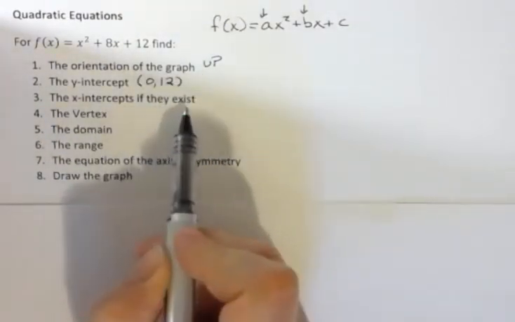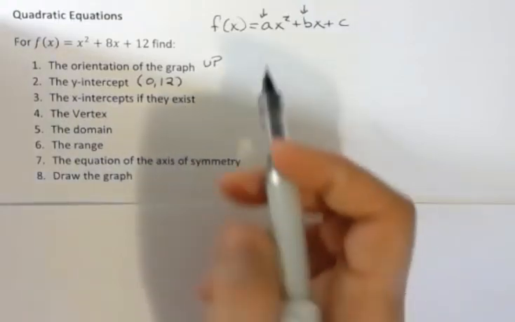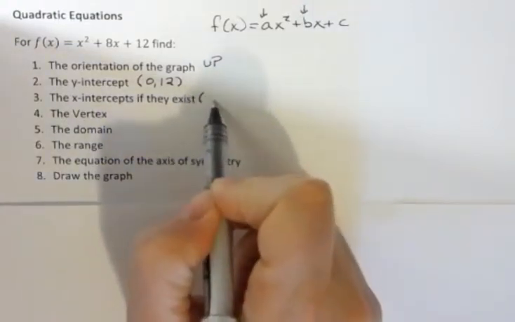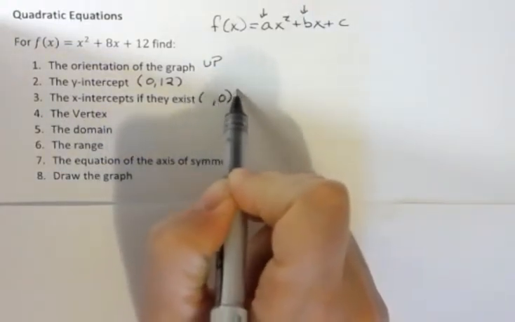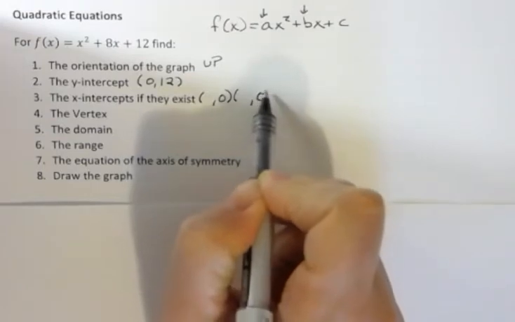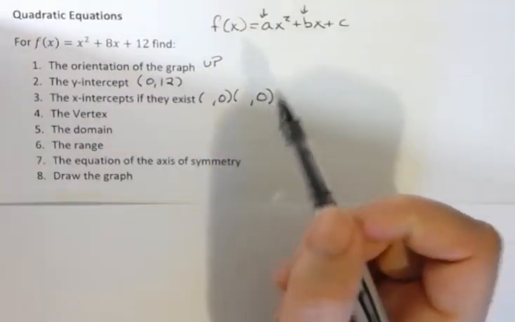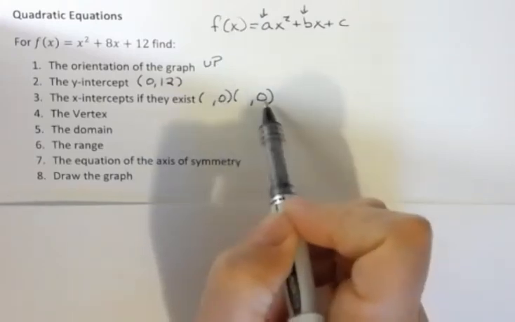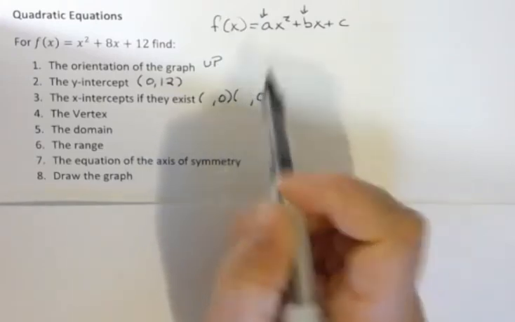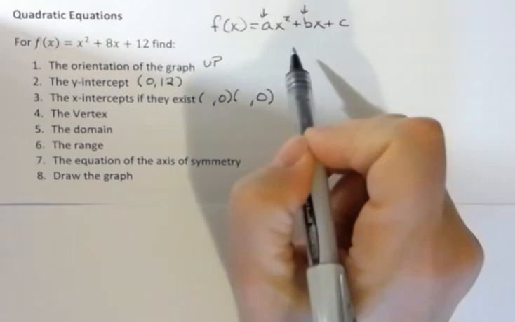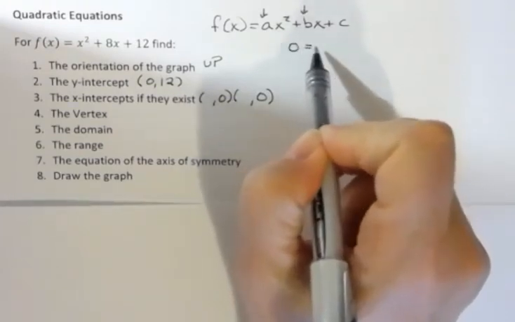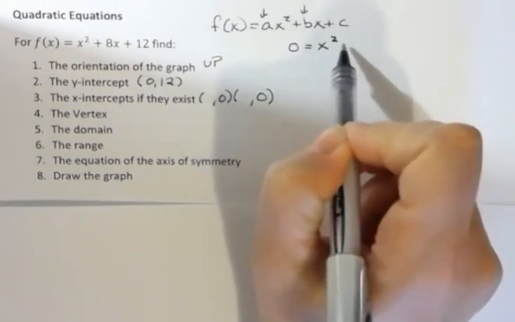The x-intercepts, if they exist. Now remember, x-intercepts have a y value that's 0. And we could have none, we could have 1, or at the most we could have 2. So we want to see if there are any. If there are any, they're going to have a y value of 0. So we take the f of x and we set that equal to 0. And then we factor.